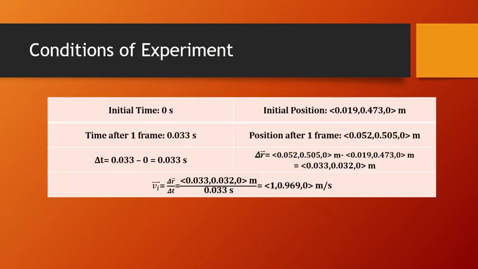The conditions of my experiment include that the initial time was 0 seconds, and the time after one frame, or delta t, is 0.033 seconds. The initial position is 0.019, 0.473, 0 meters, and the position after one frame is 0.052, 0.505, 0 meters. So the change in position after one frame is 0.033, 0.032, 0 meters. With this information, we can determine that the initial velocity is 1, 0.969, 0 meters per second.